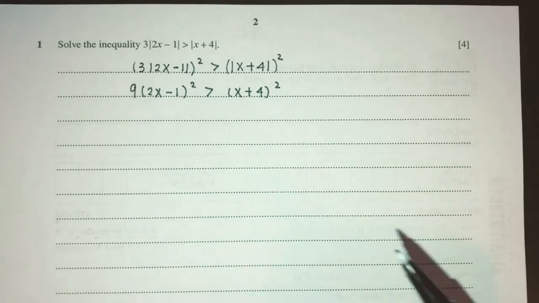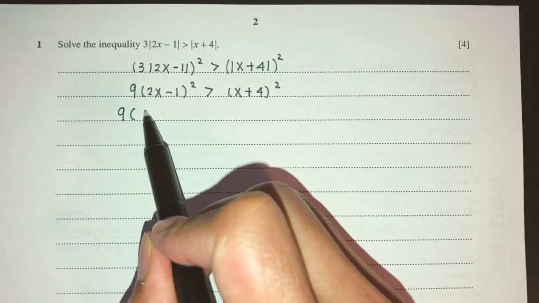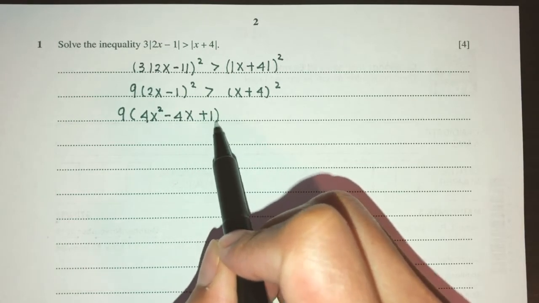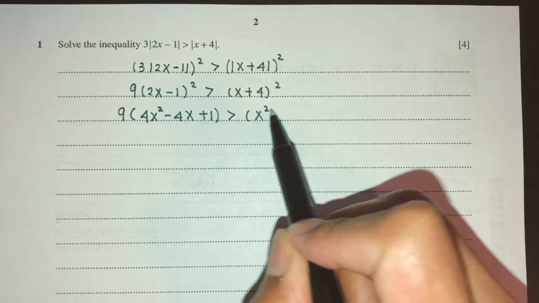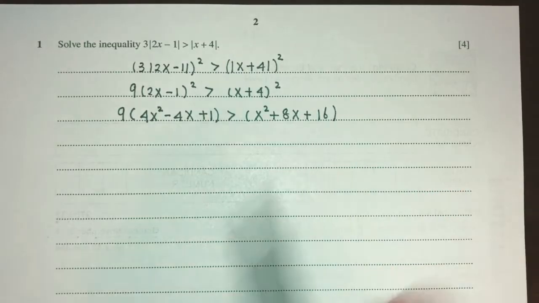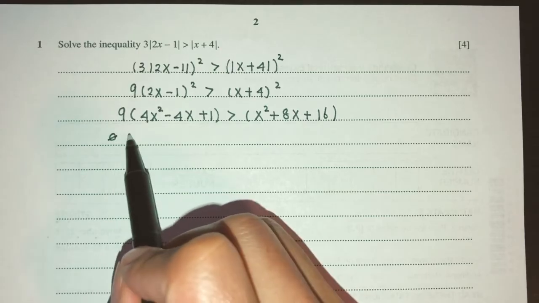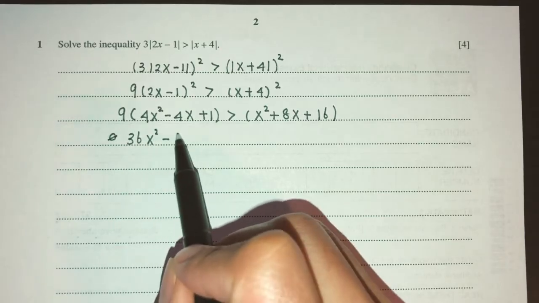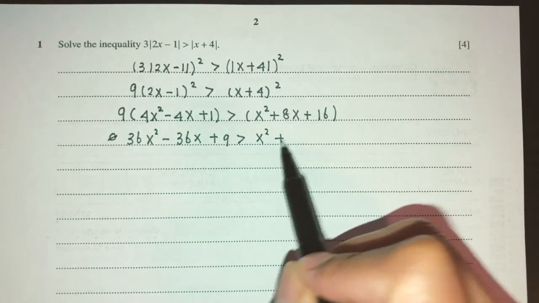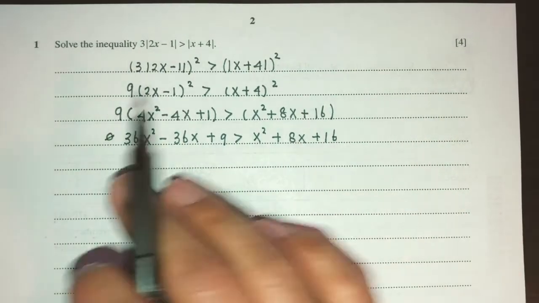Now we have to simplify by expanding those two brackets. So 9 is 9. This becomes 4x squared minus 4x plus 1 is more than x squared plus 8x plus 16 for this side. Now we have to expand this bracket as well. That will be 9 times 4 is 36x squared minus 36x plus 9 is more than x squared plus 8x plus 16. Now one thing we do is we send everything to one side, right?